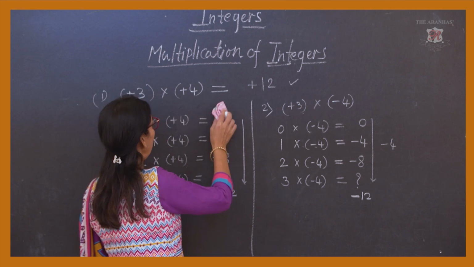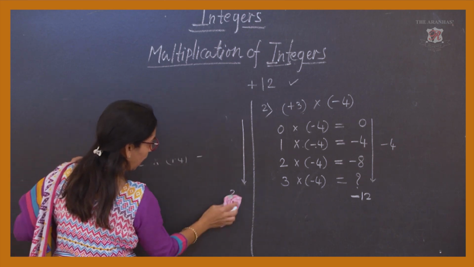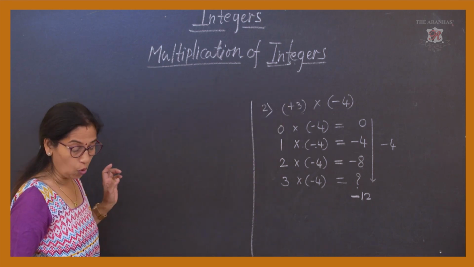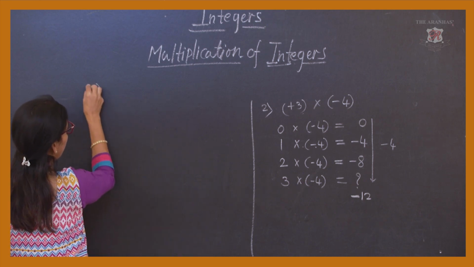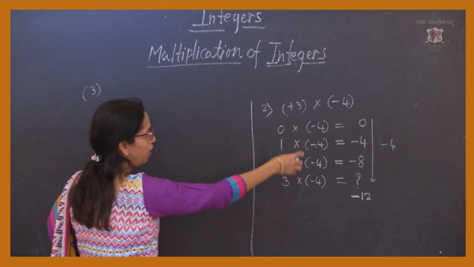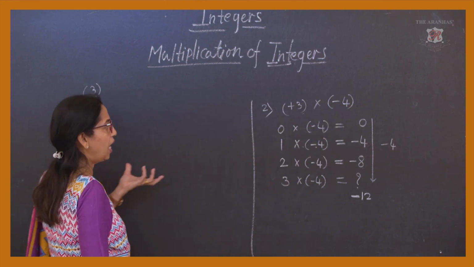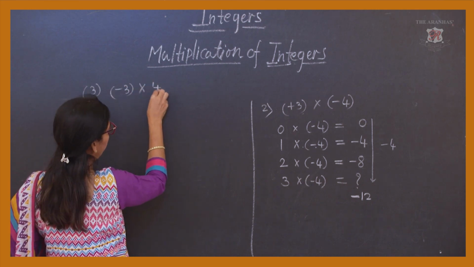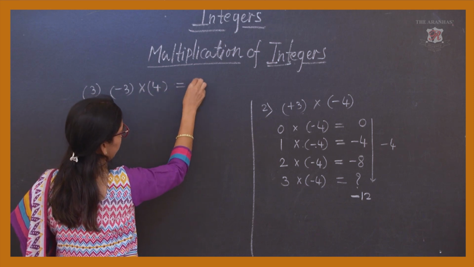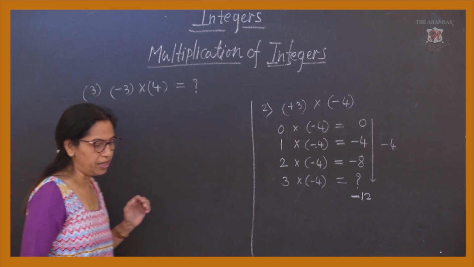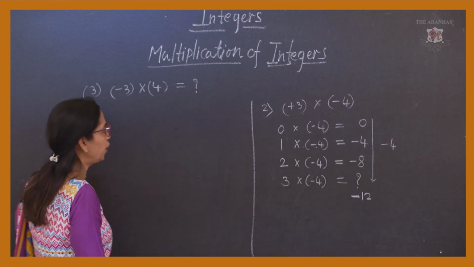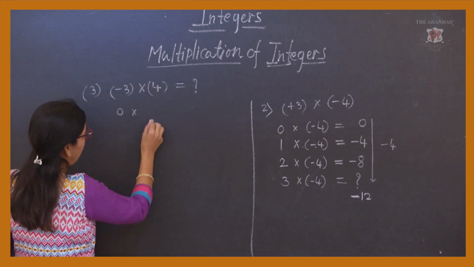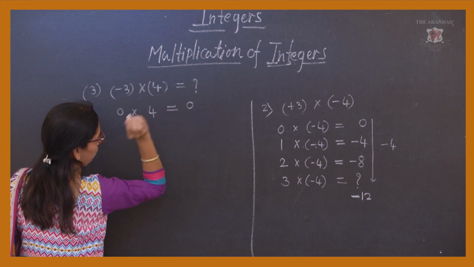Now, as we have seen previously, both integers with the positive sign. Now we will see one integer negative. Here we have taken -4. Now we will have another example. Suppose it is -3 multiplied by 4. Then what will be the answer? Again here we have to see that 0 multiplied by this 4, which is a positive integer, we'll write the answer 0.